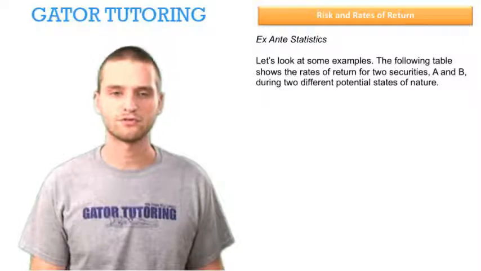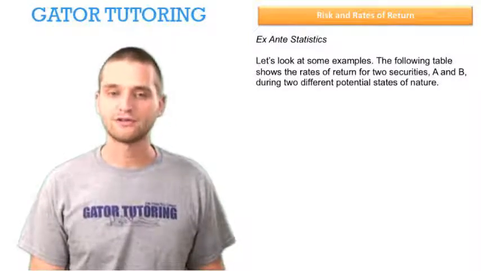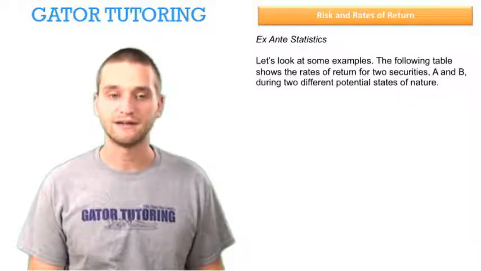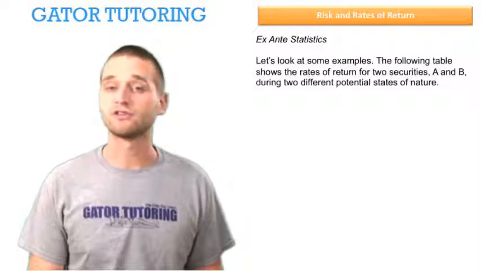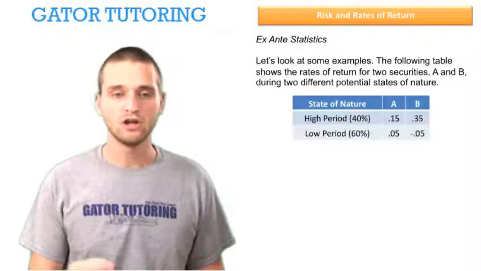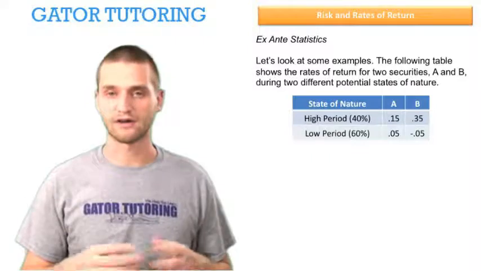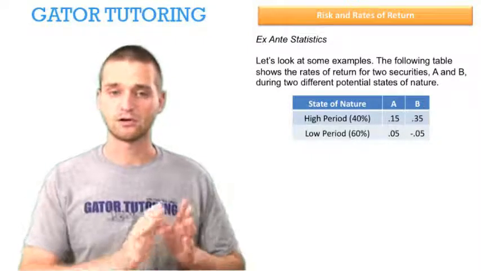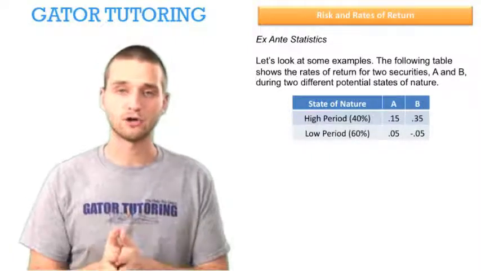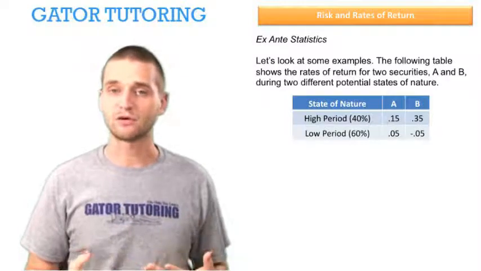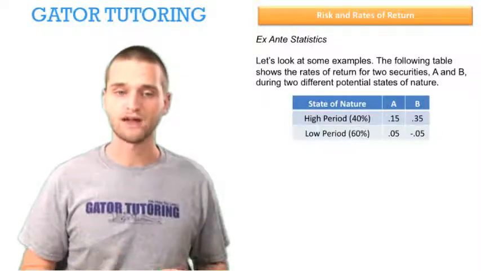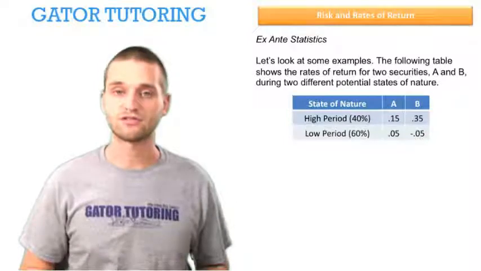Let's look at some examples. The following table shows the rates of return for 2 securities, A and B, during 2 different potential states of nature. So here we see there's 2 states of nature that are going to be happening. Either we're going to have a high period or we're going to have a low period. And the chance that we think we're going to have a high period is 40%. And the chance that we think we're going to have a low period is 60%.